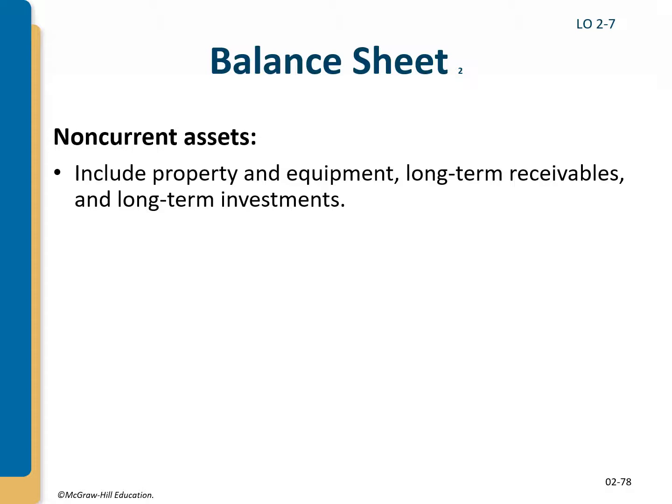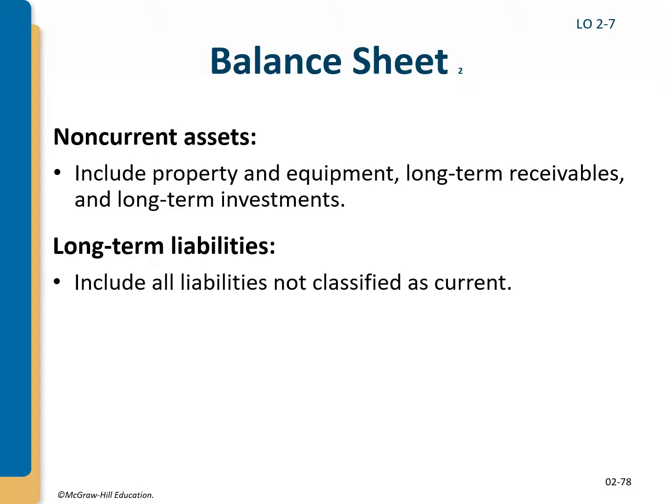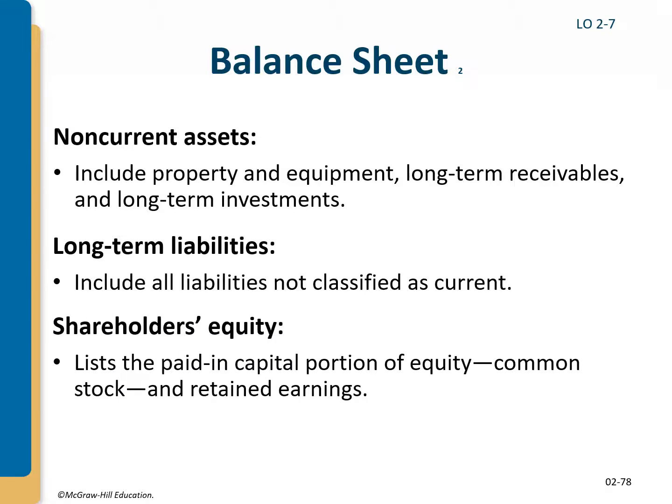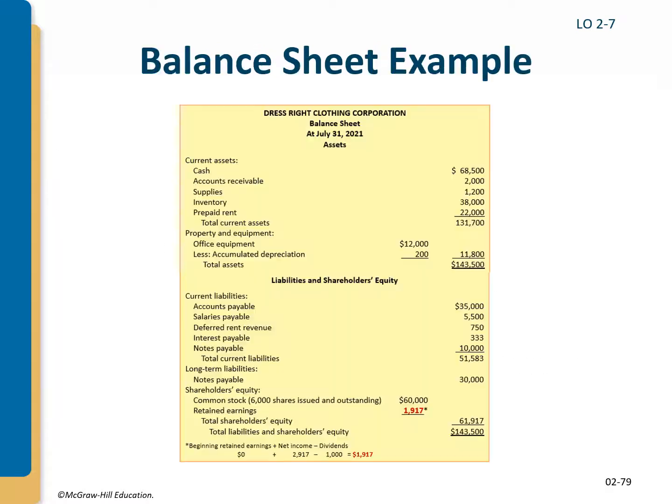Also, intangible assets is another category of long-term assets or non-current. These are assets that don't have physical form, but are used in the business to provide revenue: copyrights, trademarks, patents. Long-term liabilities are all liabilities not classified as current. They're due beyond the coming year. And then, of course, shareholders' equity, which is split up between the two distinct subcategories within stockholders' equity, paid-in capital and retained earnings. So there is Dress Right Clothing's classified balance sheet.